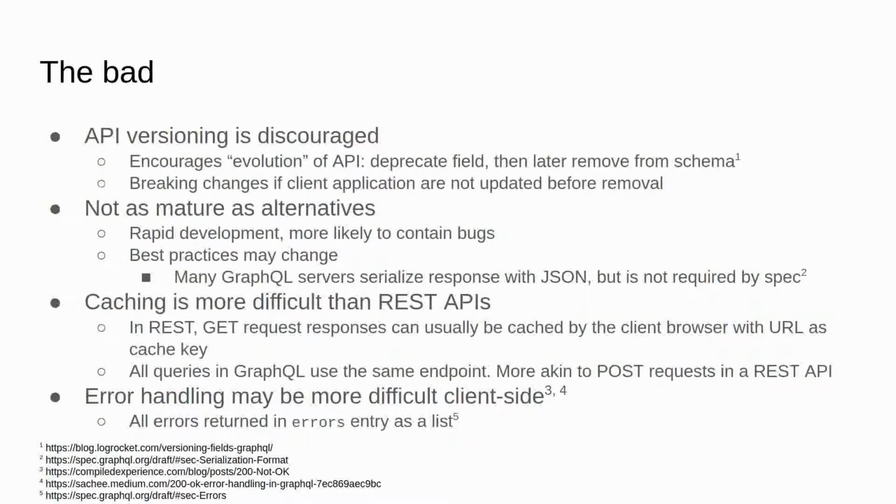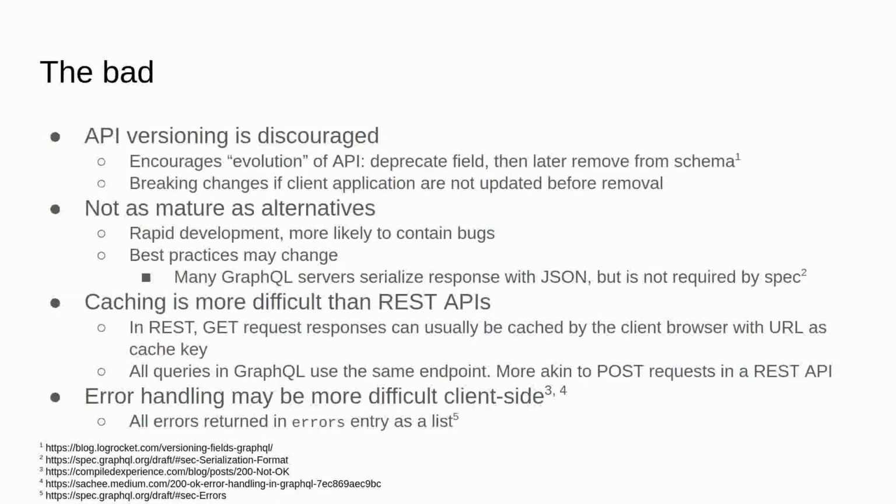Caching is currently more difficult in GraphQL than REST APIs. In REST, GET request responses can usually be cached by the client browser with the URL as the cache key. In GraphQL, all queries use the same endpoint. This is more akin to POST requests in a REST API, even if GraphQL queries are cached. We would need to identify which queries change the state of the data store, for example, deleting or mutating a record. These queries should not be cached.